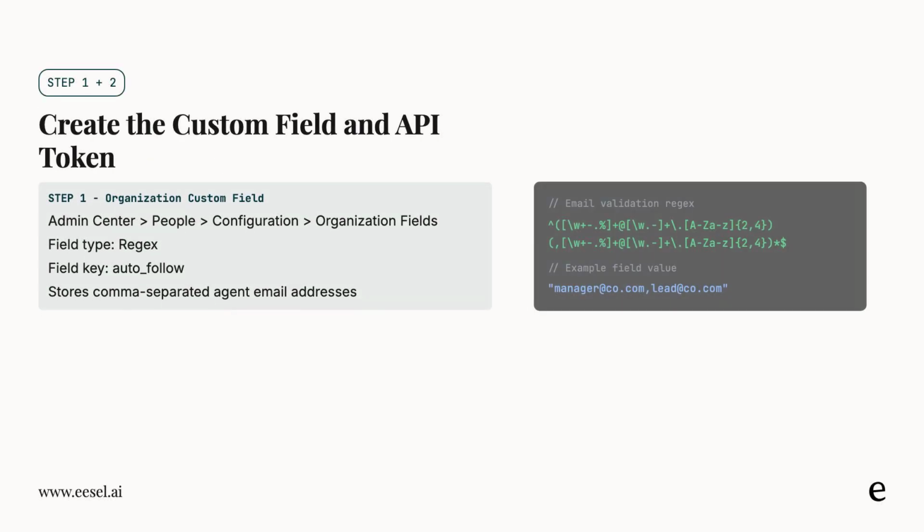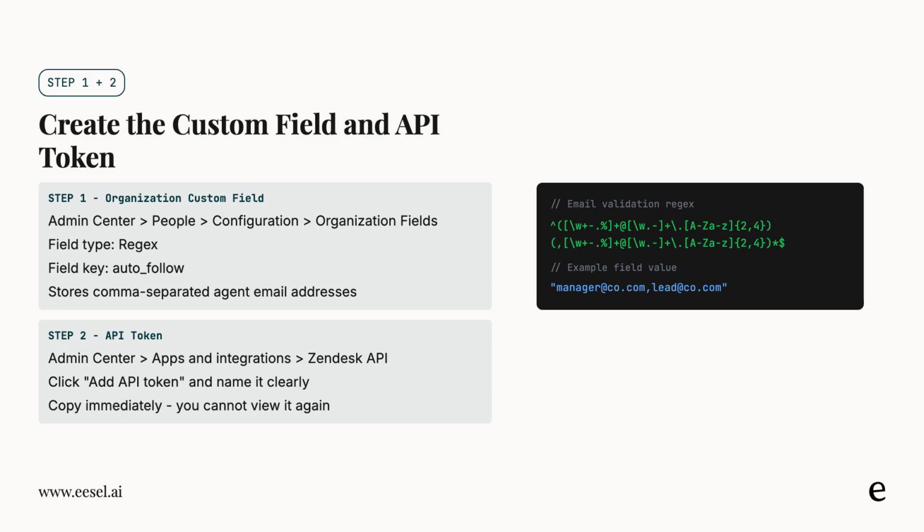First, create a regex organization field with the key autofollow to store comma-separated agent emails. Then generate a Zendesk API token in Admin Center under Apps and Integrations. Copy that token immediately. You cannot view it again.